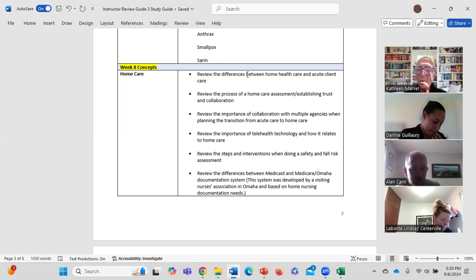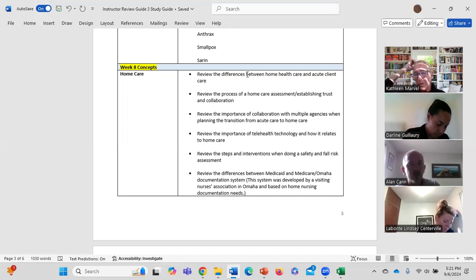We talked about the importance of collaboration when it comes to transitions. Let's say you're going from acute care setting to home, or acute care setting to rehabilitation, or you're going from home to an assisted living, whatever the transition may be. Multi-agency collaboration is critical.